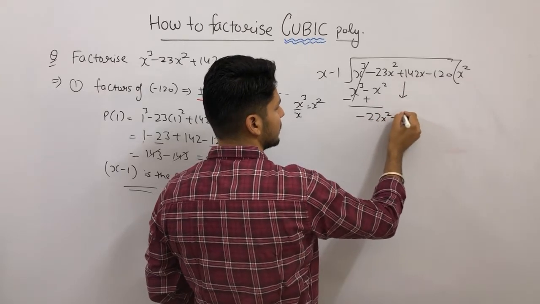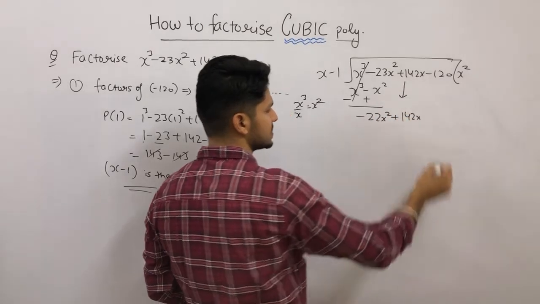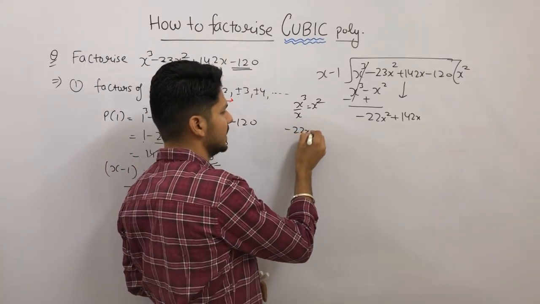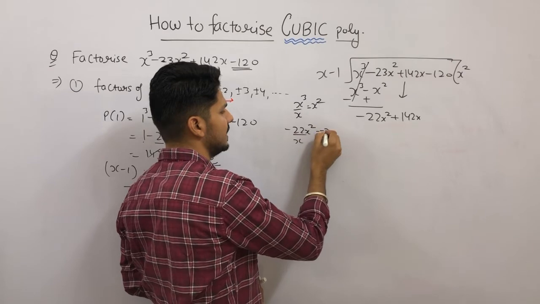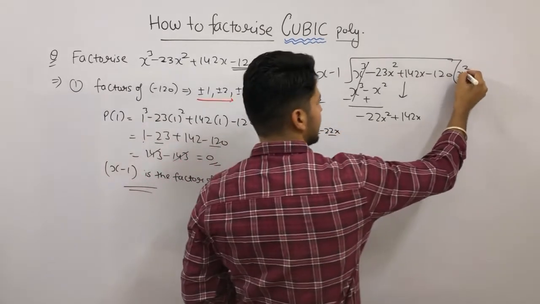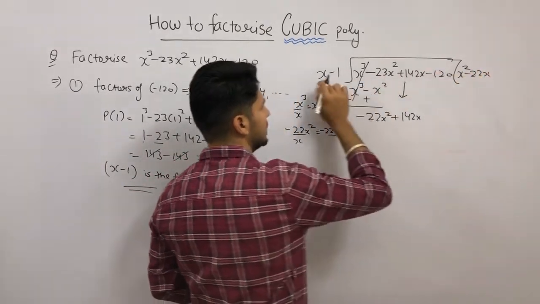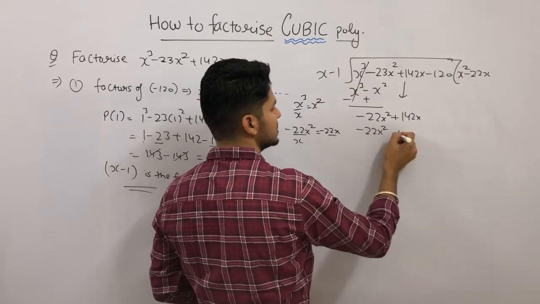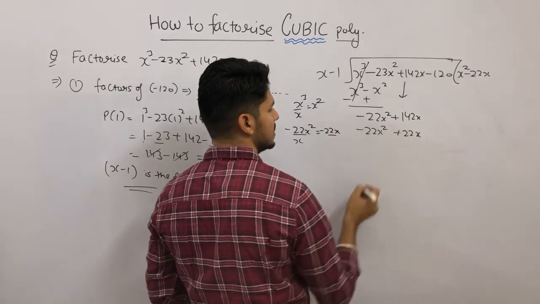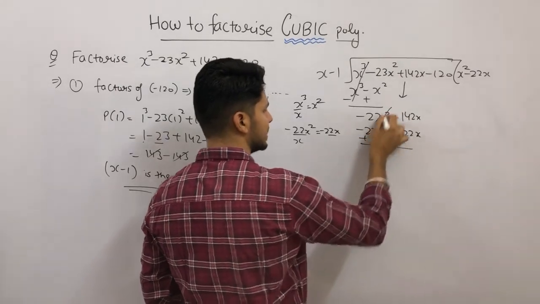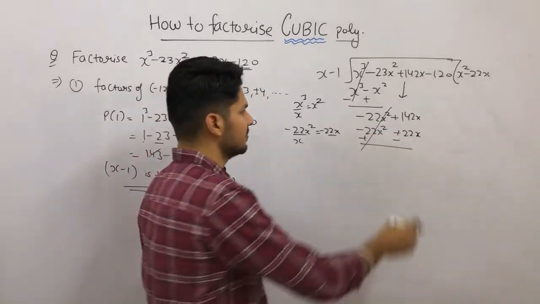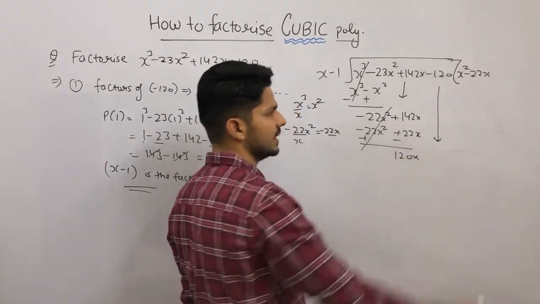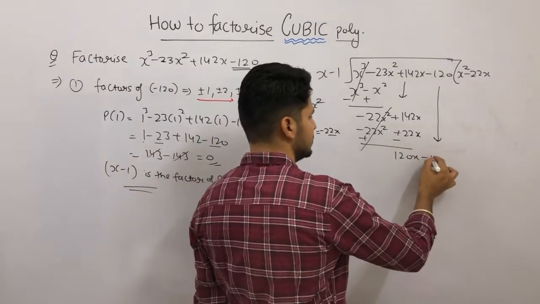So from there you will get 142x. Now again x and minus 22x square. So minus 22x square divided by x will be minus 22x. So I will write minus 22x here. You will multiply this again. You will get minus 22x square. Minus 22x into minus 1 is plus 22x. Again signs will be reversed because we are subtracting it down. This will cancel out. 142x minus 22x is 120x. Again take it down. You will get it as minus 120.